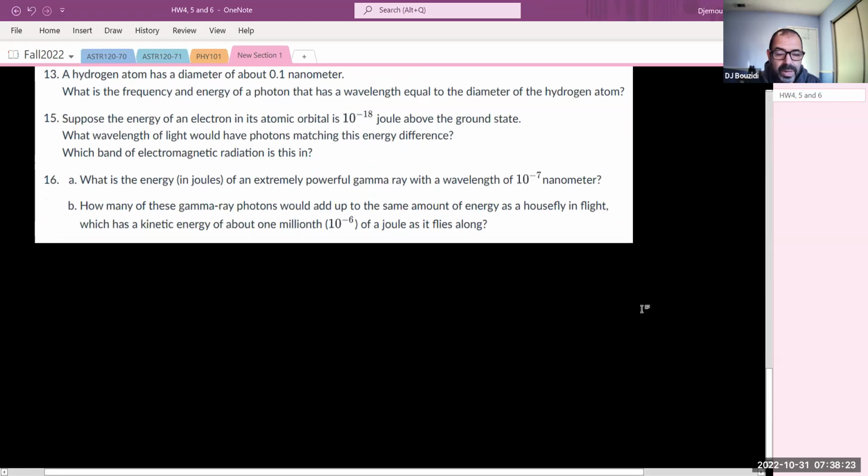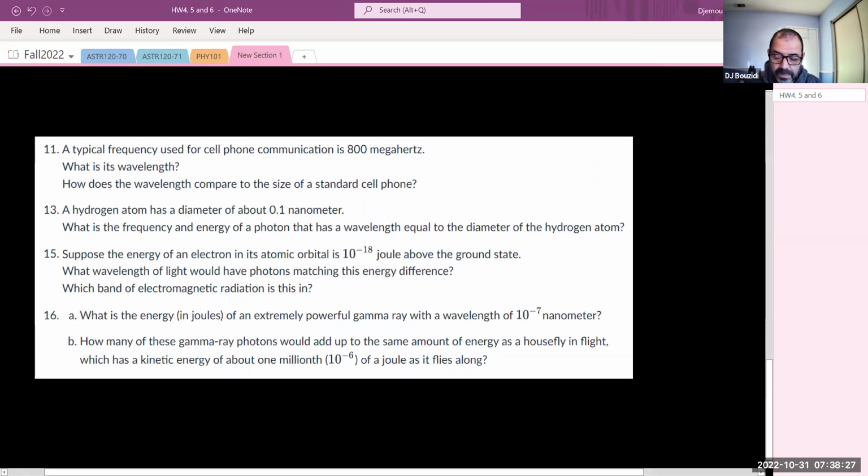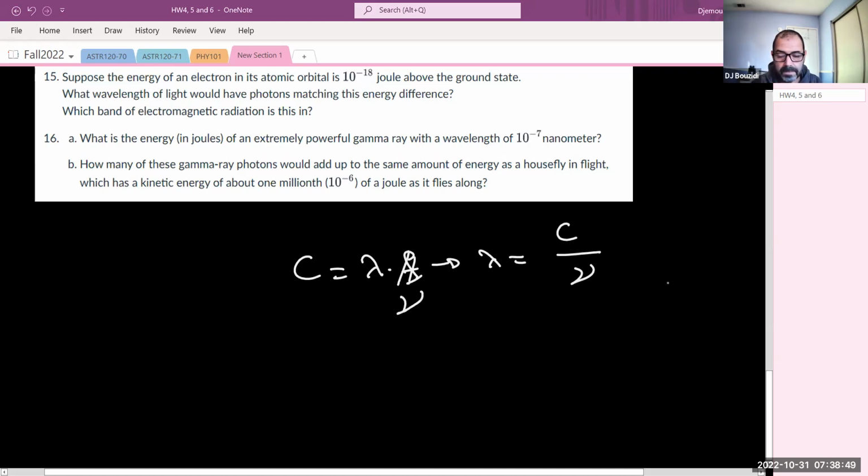Well, in this case, we have 800 megahertz, and we want to find the wavelength lambda. Remember, the dispersion law says the speed of light is lambda times the frequency. From here, we're going to find the wavelength. Lambda is going to be the speed divided by the frequency. I know the book uses the Greek letter nu for the frequency, so I better use nu to be consistent.